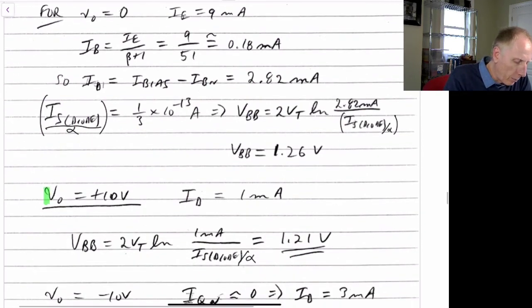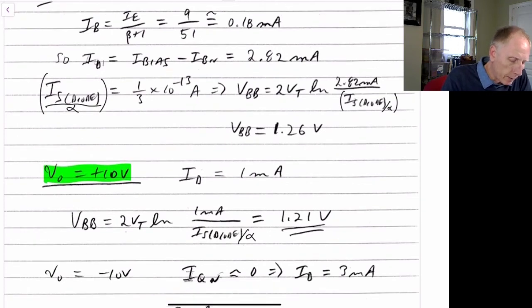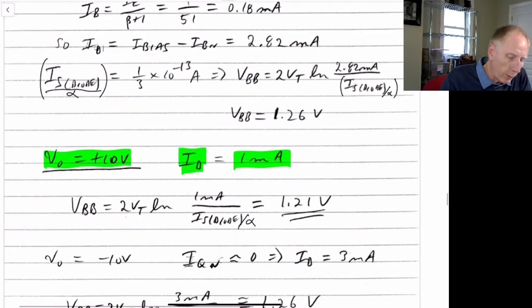In the case that the output voltage is equal to 10 volts, as we saw before, in that particular case, the current through the diodes is going to be 1 milliamp. And we'd like to know the change in the VBB in that case. So in that case, we'll have that this will be 1 milliamp. So rather than having 2.82, it's reduced to 1 milliamp. And so we put in the same equation. We end up with a result of 1.21 volts.